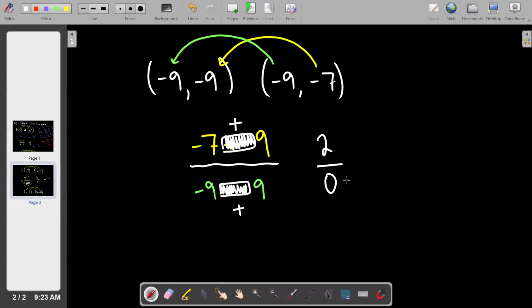Undefined, right? So you need to remember that when zero's on the bottom, the slope is undefined. And there's a button for that. You just click the little undefined button.